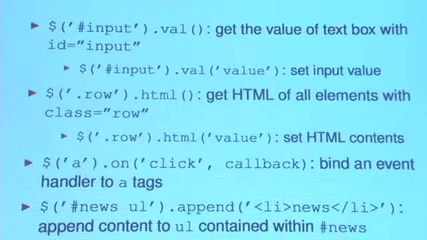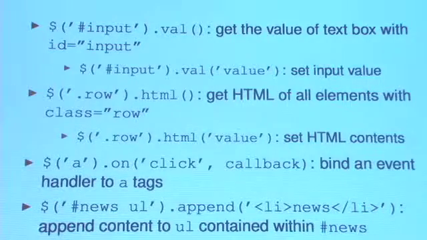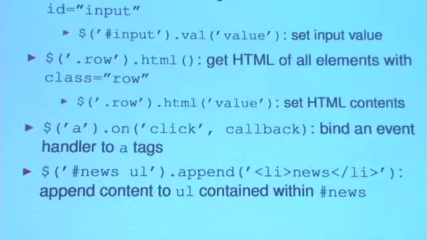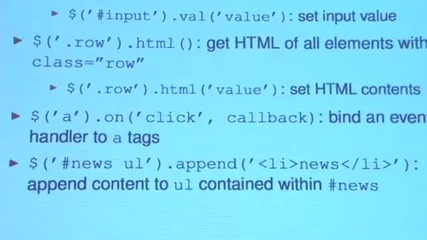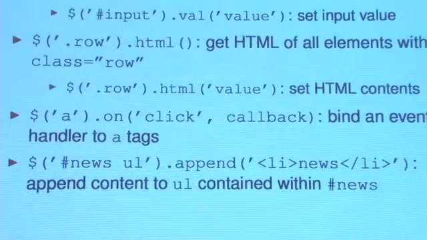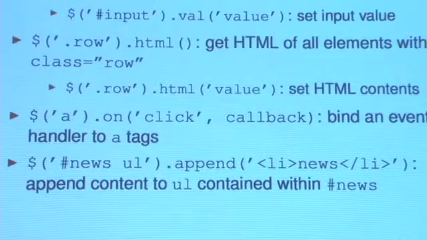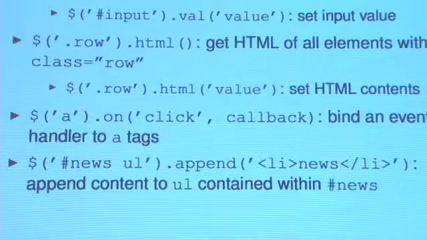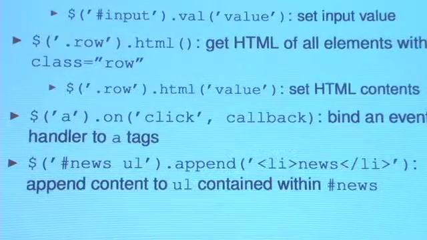So even though this is technically an array, if we call HTML on it, it's going to set all of the elements that were returned. And so finally, we can do a little more complicated things like this last one. That's going to say, OK, I want you to find the element with the ID news. In this case, news is probably a div or a span, because if we have a space here, that's going to say the UL element is a child of the news element.